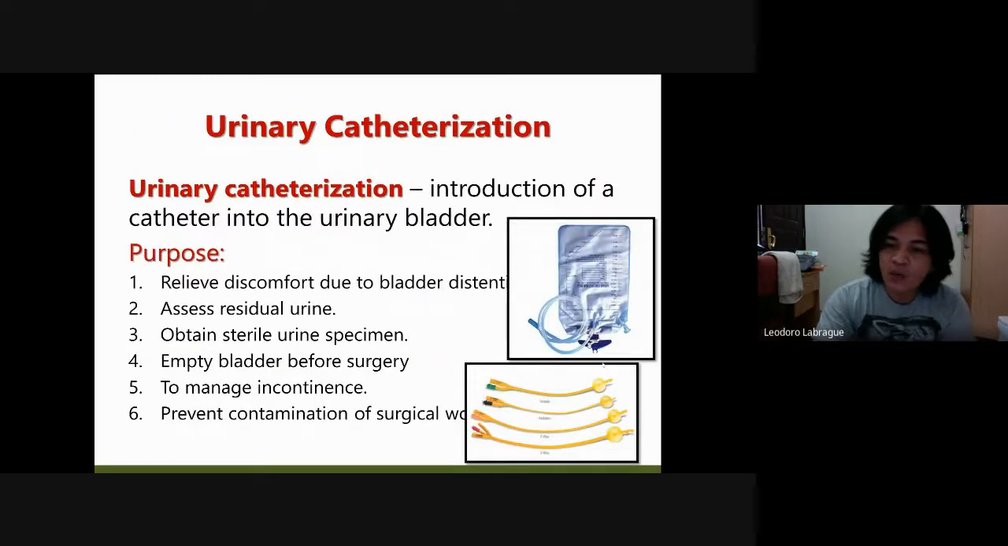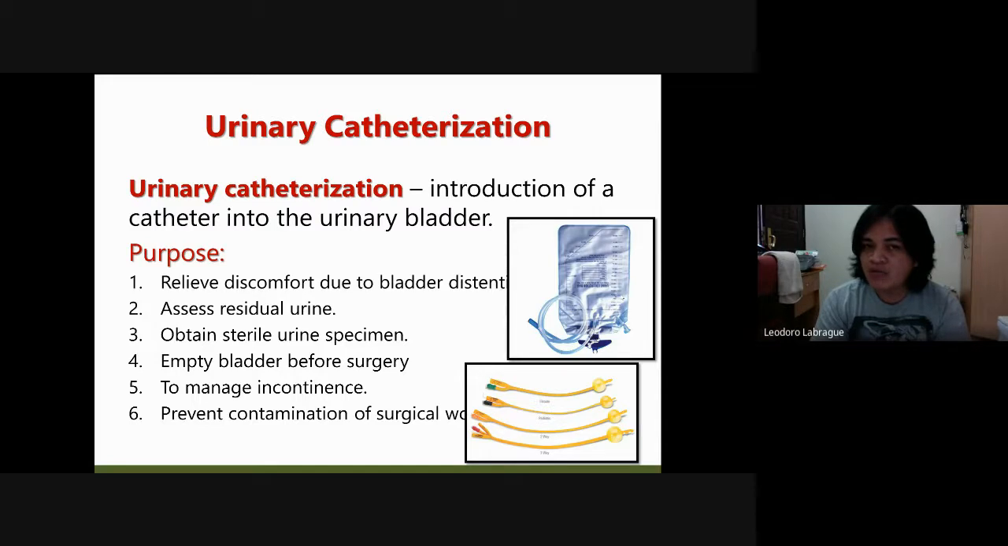Once the catheter is inserted, it is connected to the urinary drainage system. The first photo is the drainage system, where the urine will be collected. And this is actually what you're going to do a week after next week, urinary catheterization in Fonda Lab.